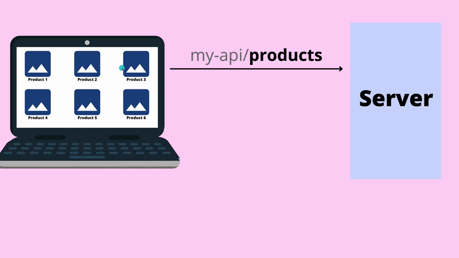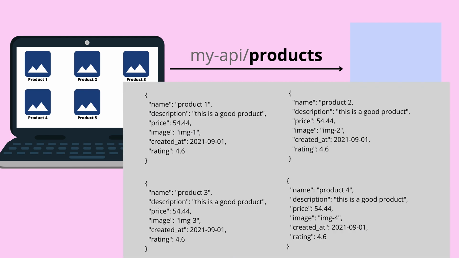Now let's start talking about the products page. So over here we have the products page. And what we might do is hit another endpoint in our API called products. And what this does is it gets all of our products. So it's going to give us an array of objects. And so we might get something that looks like this. Let's just zoom in here a little bit. So this we can kind of symbolize as an array of objects. You can see here we have the name, the description, the price, the image, the created at, the rating for every single entity.